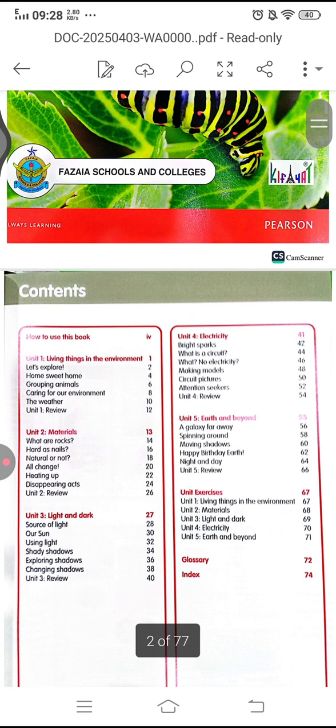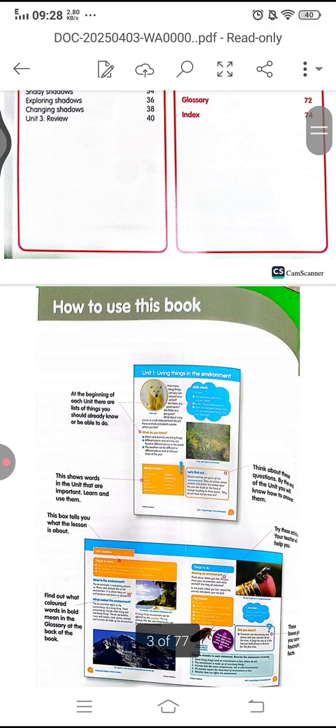It contains 5 units. First is related to living things, second is material, third is light and dark, fourth is electricity, fifth is earth and beyond. Then we will discuss the exercises and the glossary or the vocabulary related to the unit.